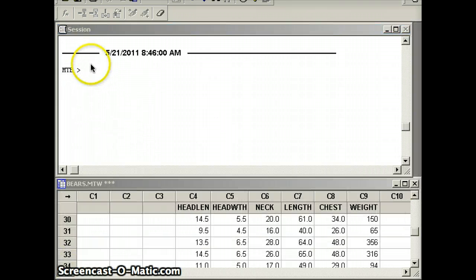Okay, our next data set comes from Elementary Statistics by Mario Triola. We have information about bears, their head length, head width, neck size, length, chest measurement, and weight. Our goal is to predict the weight based on the other 5 variables. So again, the first thing we're going to look at is correlations to see if there's any we can throw out right away. So we're going to look at the correlation of C4 through C9.